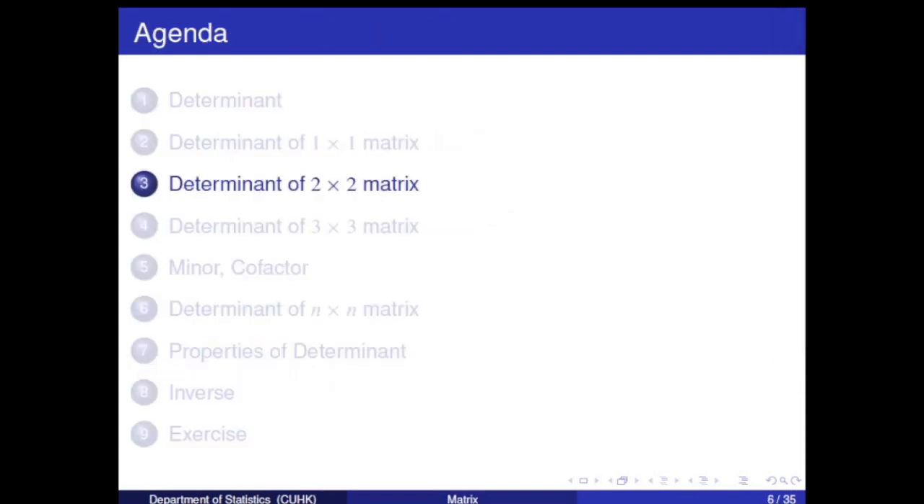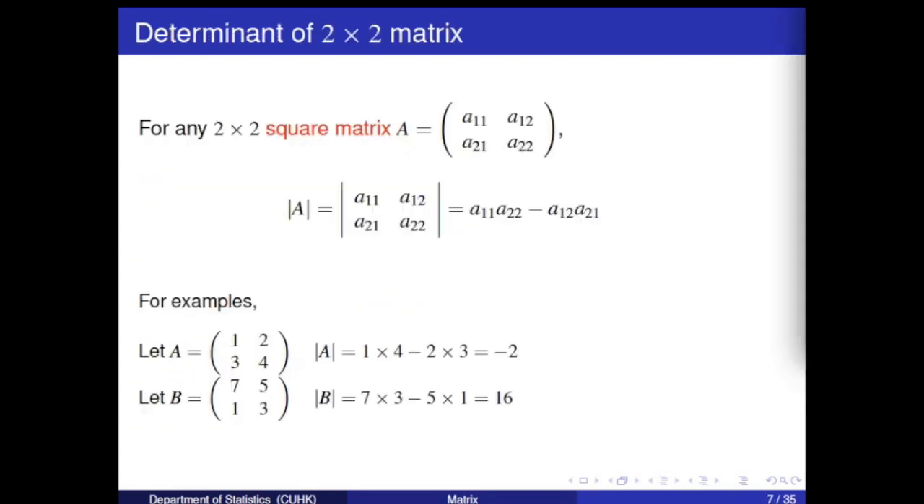Determinant of 2 times 2 matrix. For any 2 times 2 square matrix in this form, the determinant of A is equal to A11 times A22 minus A12 times A21. Please note that it must be a square matrix. Here are some examples. We can use the above formula to calculate their determinants.